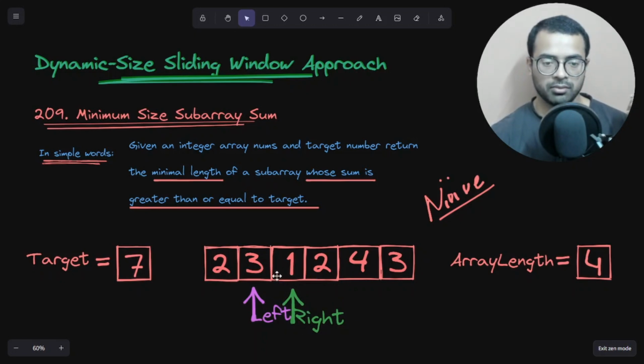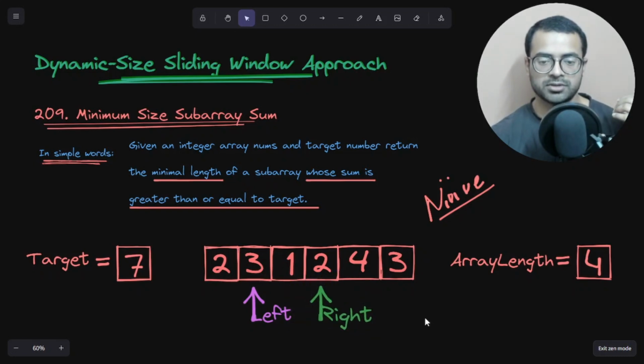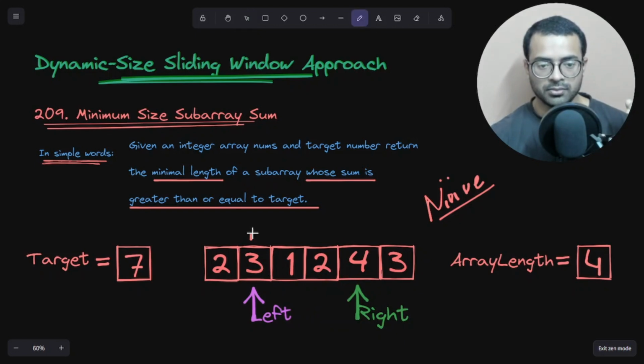Again the sum is less than 7, so we will move right one step forward, and 3 plus 1 is 4, 4 plus 2 is 6. Still we are behind, so let's move one step forward. So 6 plus 4 is 10. So the sum of these 4 numbers, this sub array, will be 10, which is greater than 7.